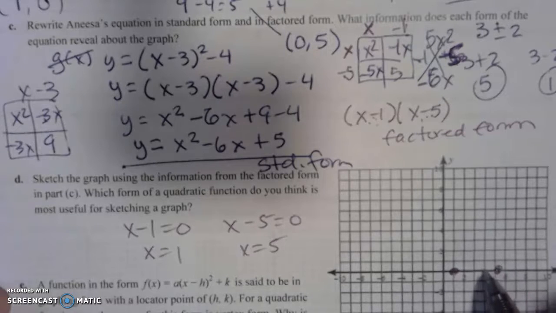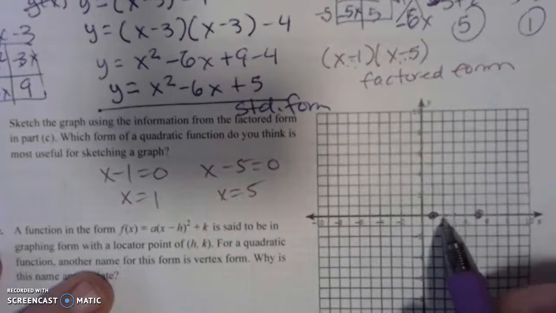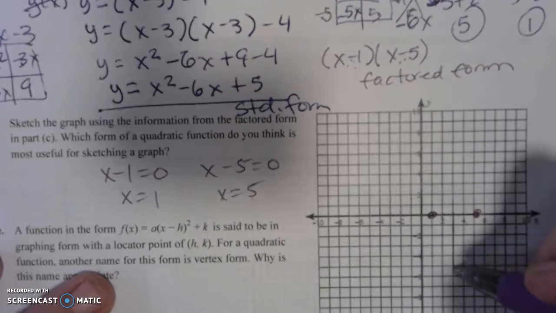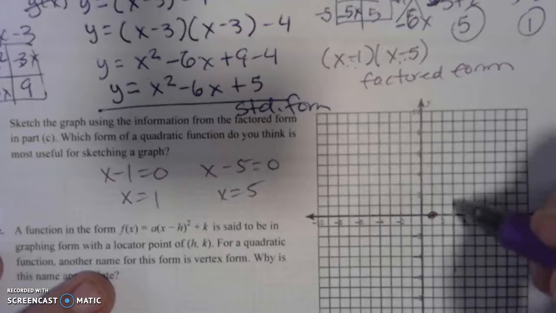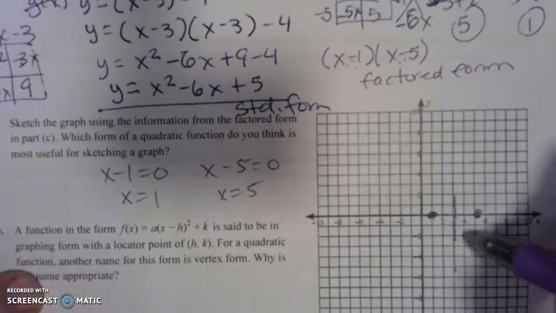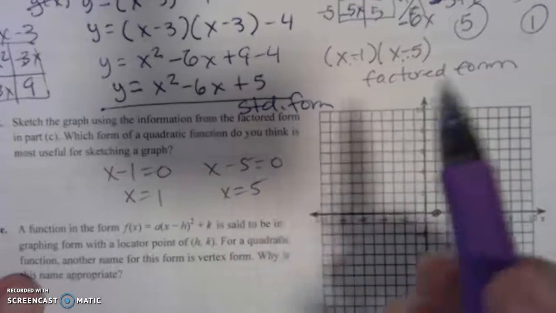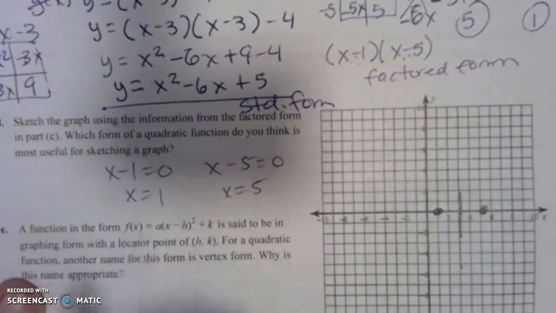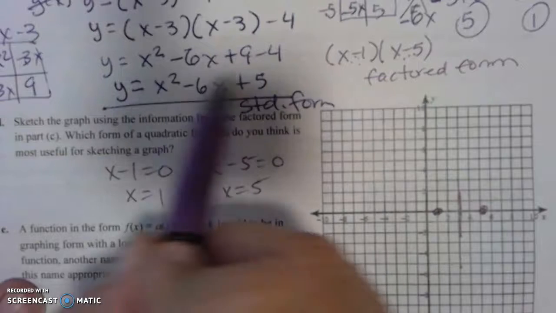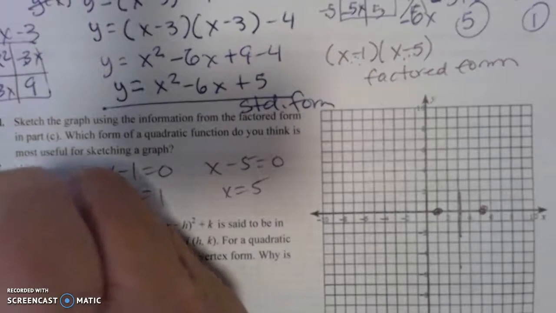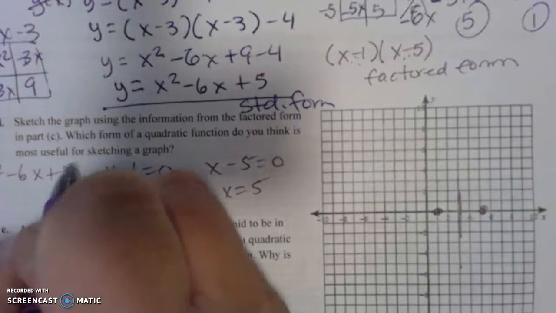Okay, 1, 2, 3, 4 spaces between the two, so halfway is 1, 2. And so that means we know that our vertex lies on the line x equals 3. So I would take 3 and plug it into the original equation. The original equation is right here. So I would do x squared minus 6x plus 5 in our standard form.